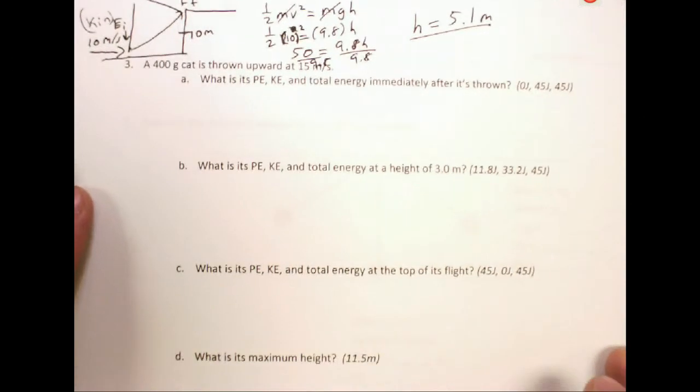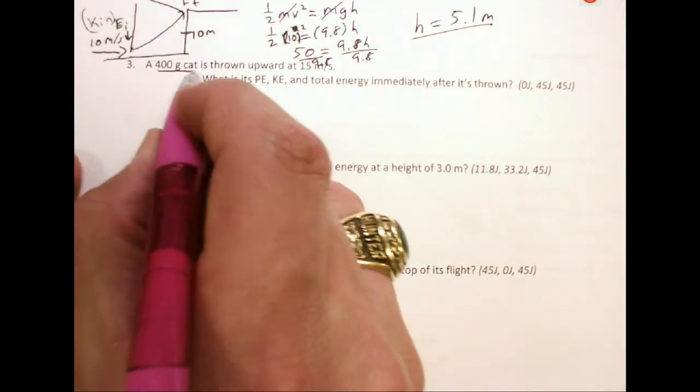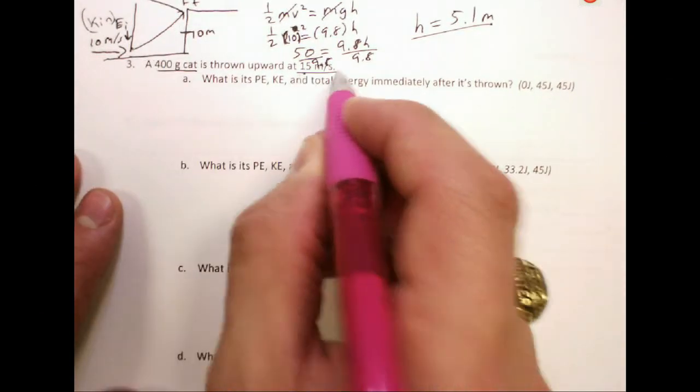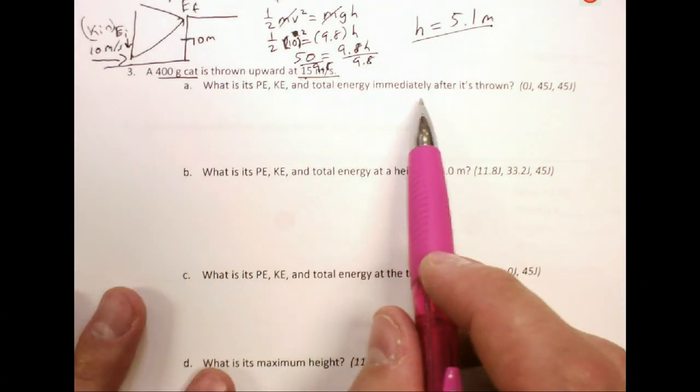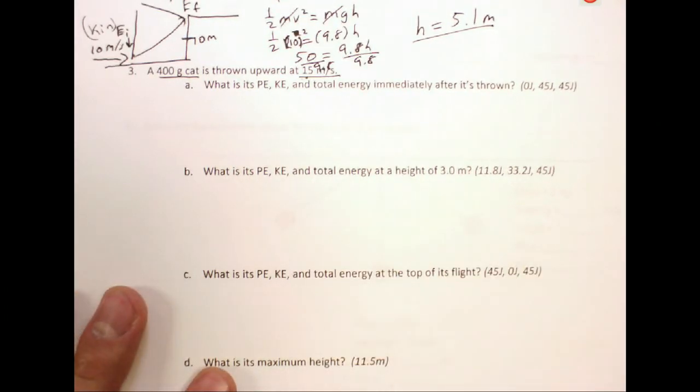Let's look at the next problem. We have a cat, a 400-gram cat. It's thrown upwards at 15 meters per second. And you want to know the potential energy, kinetic energy, and total energy at all these different points. So let's go down the list.